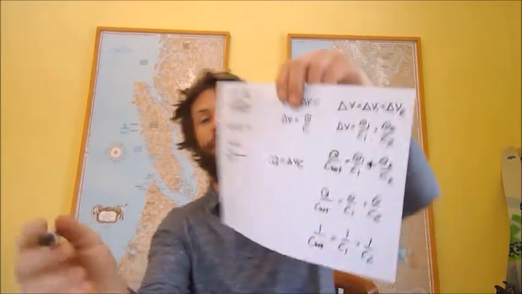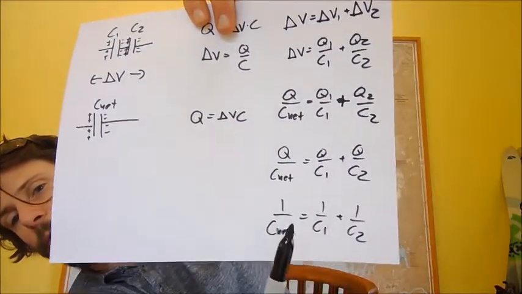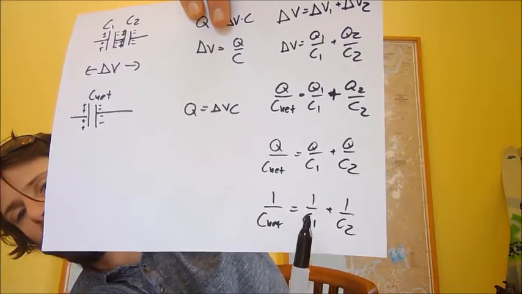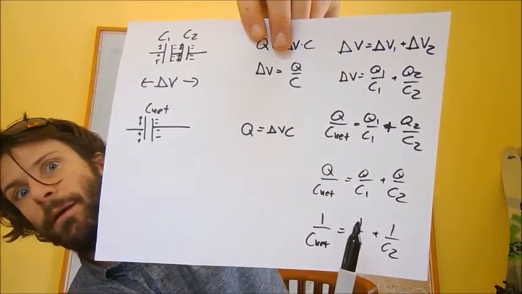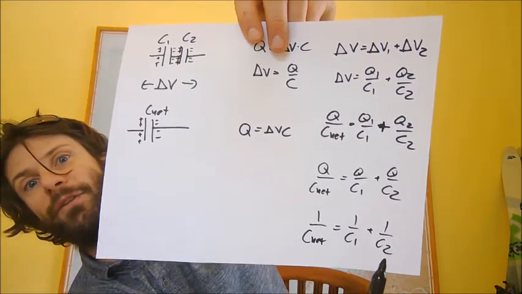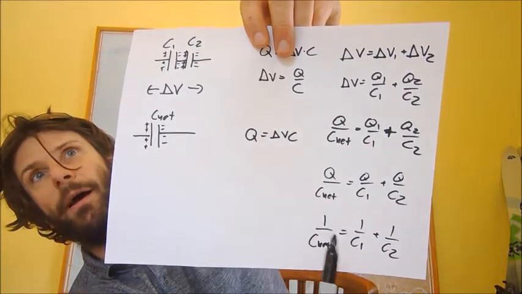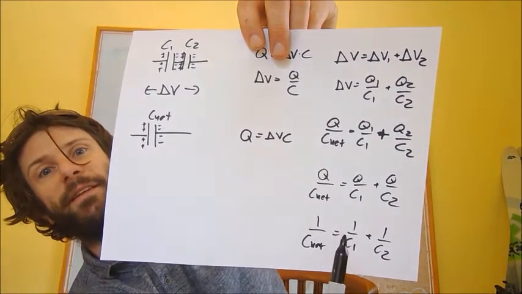So it's just Q over C net equals Q over C1 plus Q over C2, or 1 over C net equals 1 over C1 plus 1 over C2. And of course, that does not make sense until I hold this up. 1 over C net equals 1 over C1 plus 1 over C2. And this is our equivalent capacitance here. So we'll put a box around that.